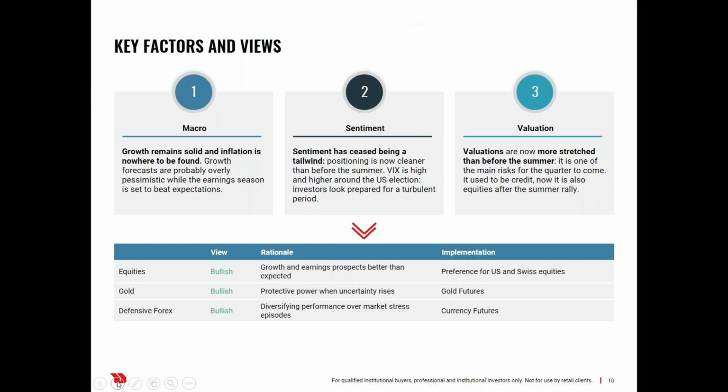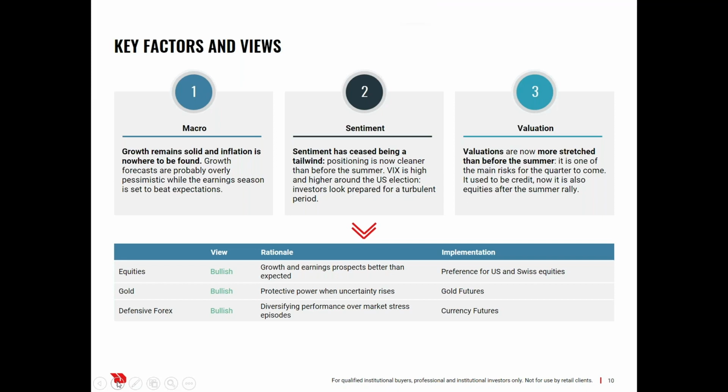The first element is an overweight for gold as a hedge against the uncertainty gathering around this quarter's sources of stress. We think gold is good as a way to hedge against uncertainty, and this uncertainty could be key over Q4 as Simon mentioned.